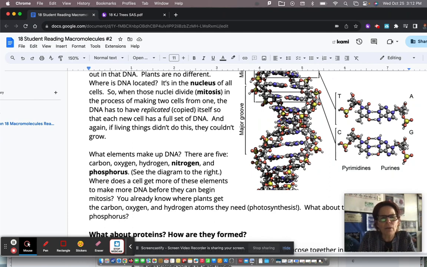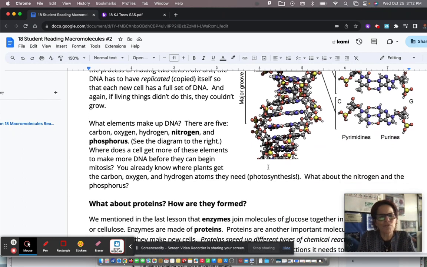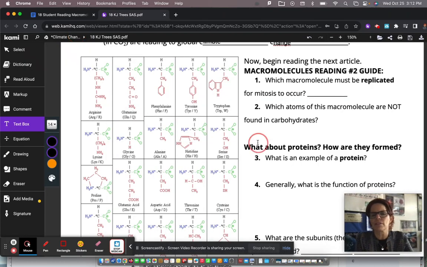All right, so where does a cell get more of these elements to make more DNA? If the DNA has to be copied every time a cell divides, where do we get more of these elements? You already know where plants get the carbon, oxygen, and hydrogen atoms they need during photosynthesis, but what about nitrogen and phosphorus? Where are they getting those things? Okay, I'm going to pause there. Let's see if we can answer some of the questions from this section.